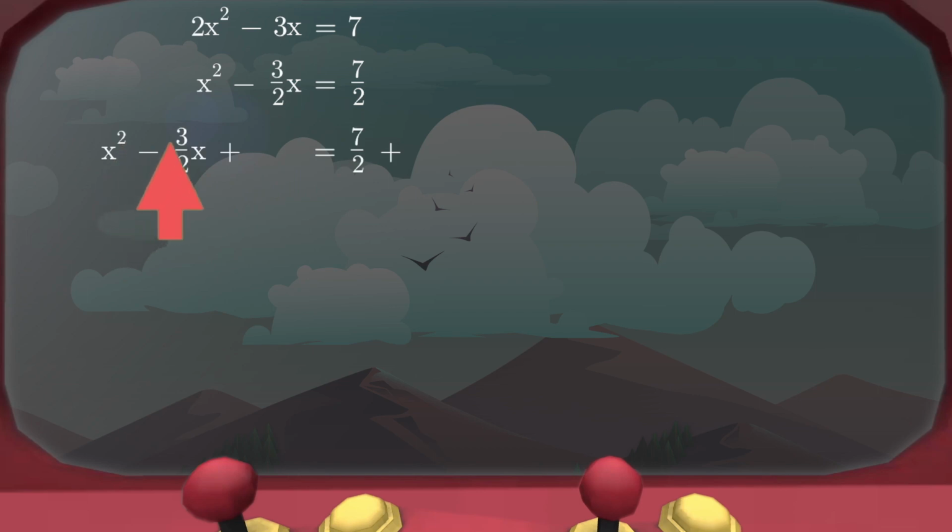x squared minus 3 over 2x, and we're going to add a certain term on the left side, and on the right side we have 7 over 2, and we're going to add the same term here on the right side. So where do we get this term from? Well, b over 2 in brackets squared. You have to memorize this.